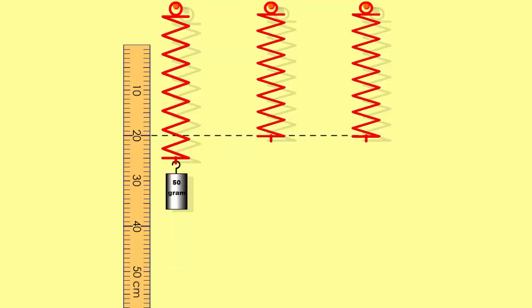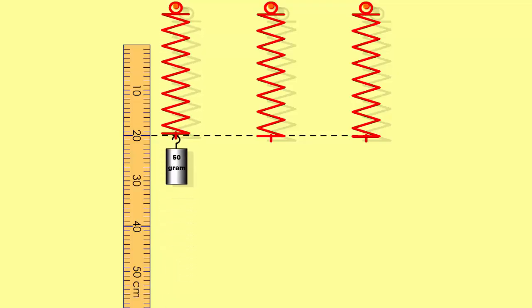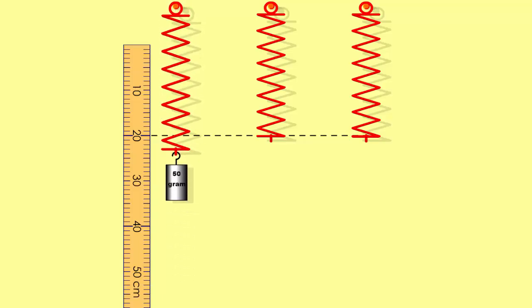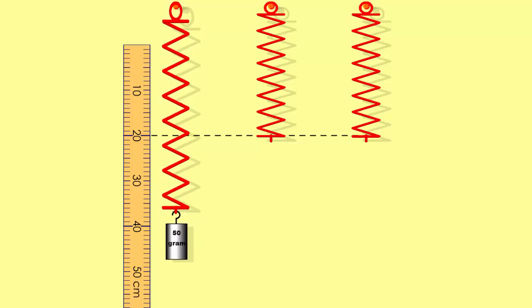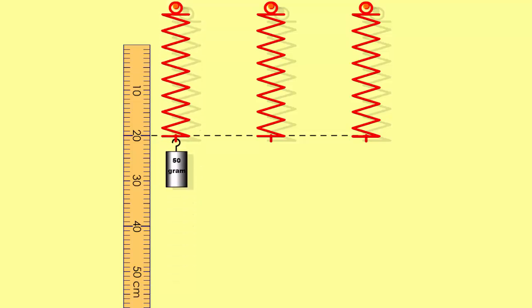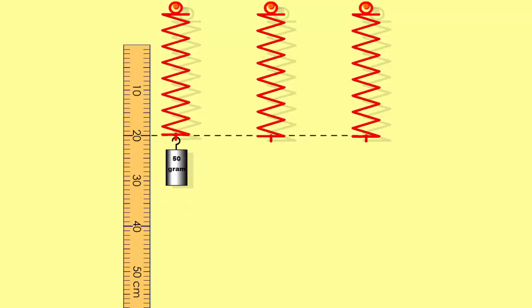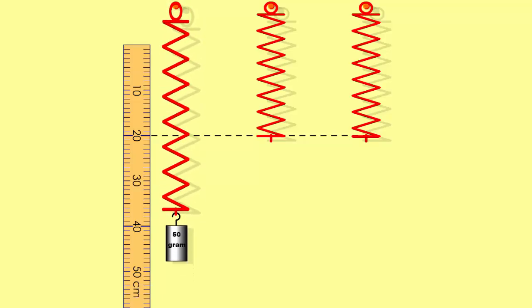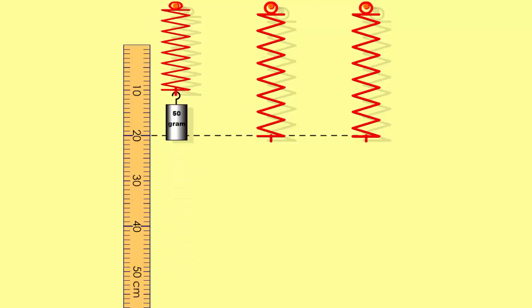If we now pull the mass an additional 15 centimeters, so that the spring is stretched to 40 centimeters, and then we let it go, it will start to oscillate. Assuming that the spring is an ideal spring with no friction, it will continue to oscillate indefinitely. What is the equilibrium position of the spring mass system relative to the ruler? What is the amplitude of the oscillation? In one cycle, how far does the mass travel?